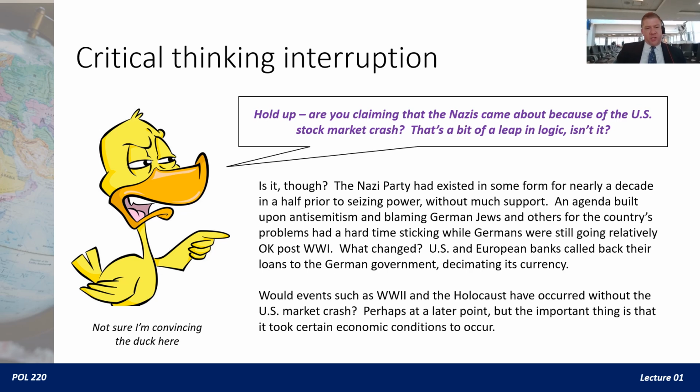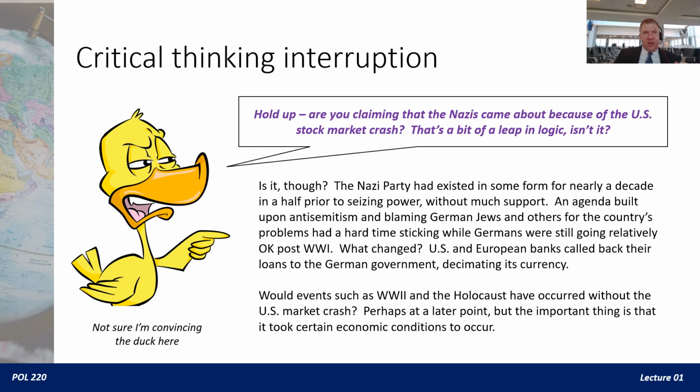So Duck jumps in here. He says, "Hold up! Are you claiming that the Nazis, the National Socialist Party, came about because of the U.S. stock market crash? That's a bit of a leap in logic, isn't it?" Well, it's really not if you think about it. The Nazi Party had actually existed in some form for nearly a decade and a half prior to seizing power in Germany, really without much support. And when they did end up garnering a minimum level of support to initiate the changes that we saw coming into World War II, they only did so with, I believe, around 31% of the vote in Parliament. So they were still very much a minority group.